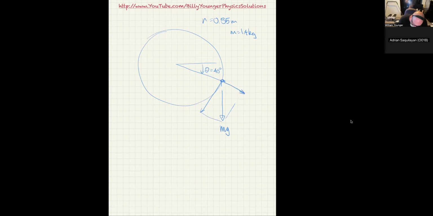So these two vectors have to add up to give you mg, and this angle right here is also theta equals 40. Oh no, the tangential acceleration is the same as the radial, right? No, the tangential acceleration is the acceleration in the forward direction, dv over dt.